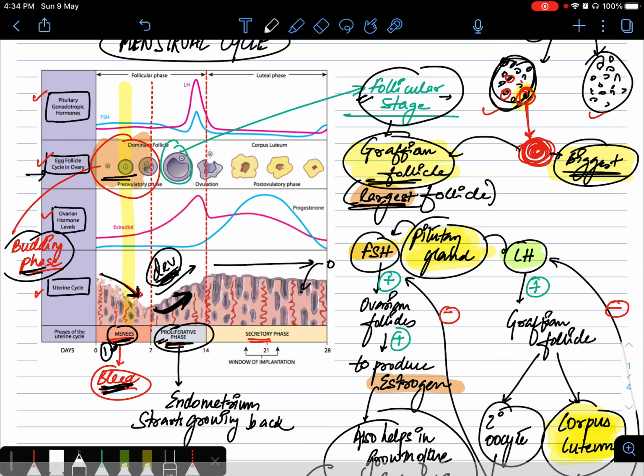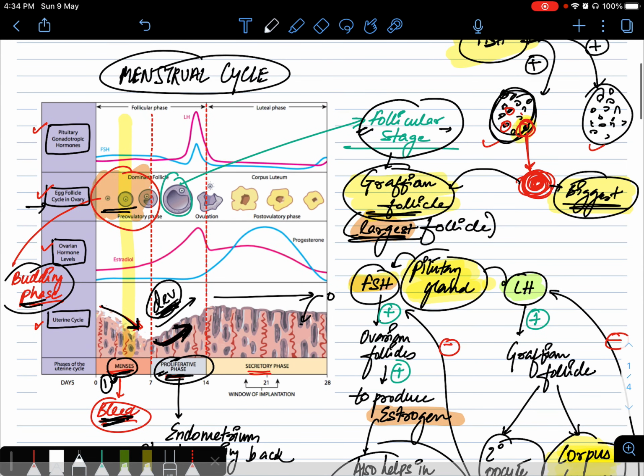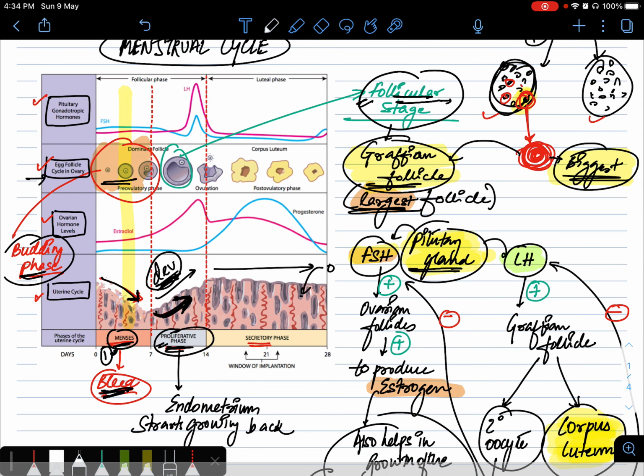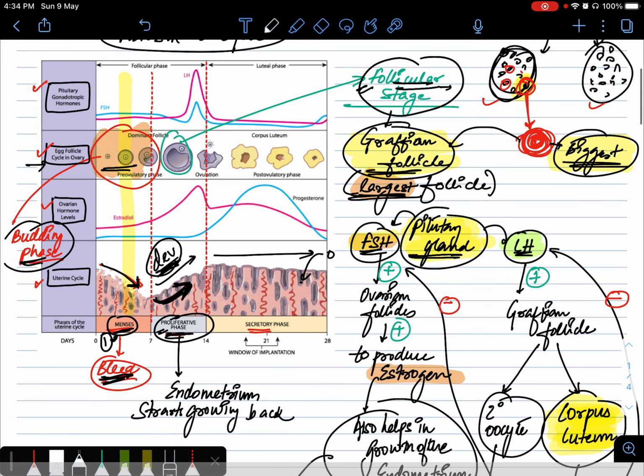Along with that, what happens is also the follicular stage. There are different hormones in the body, we know. The pituitary gland secretes two hormones, the FSH and the LH. These two are called the gonadotropins. The main function of the FSH hormone and the LH hormone we'll learn.